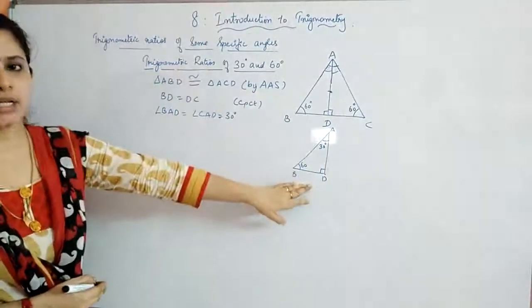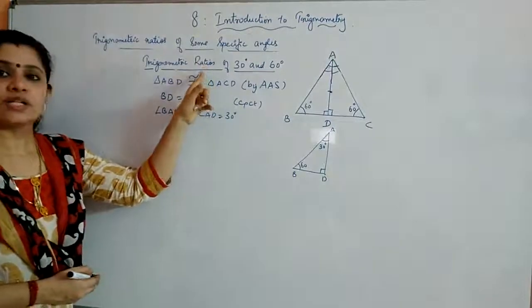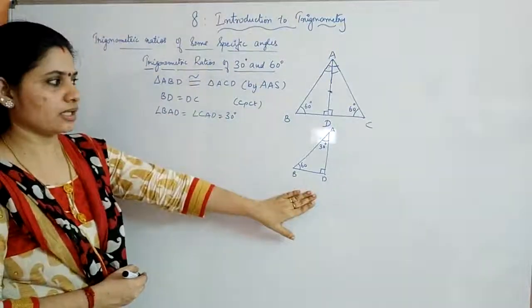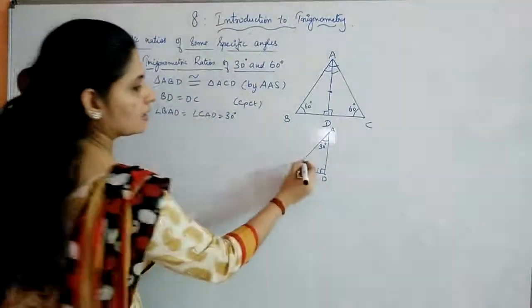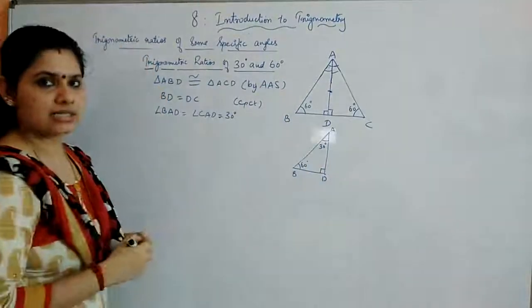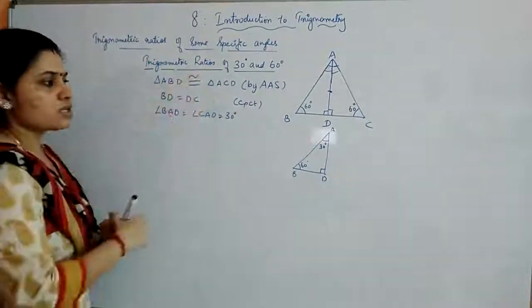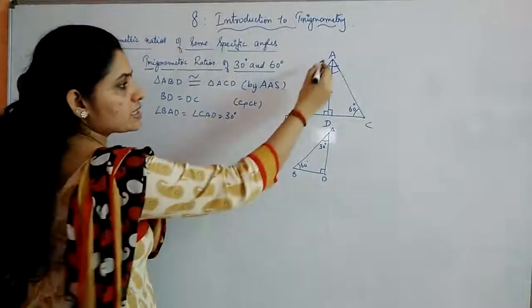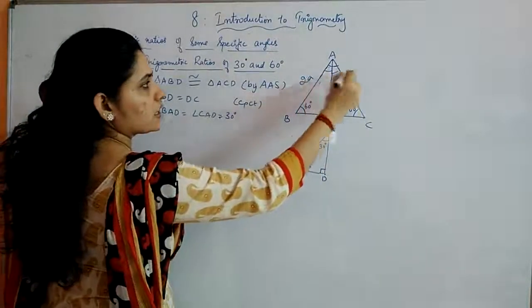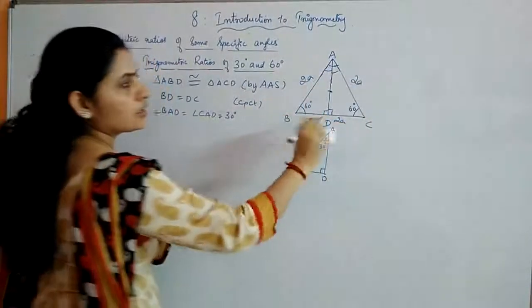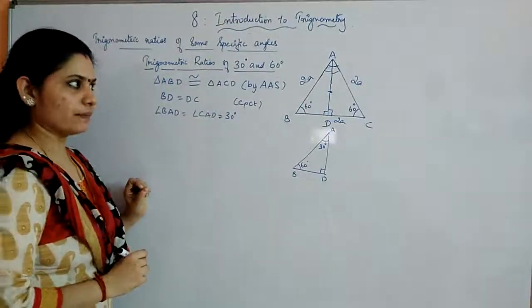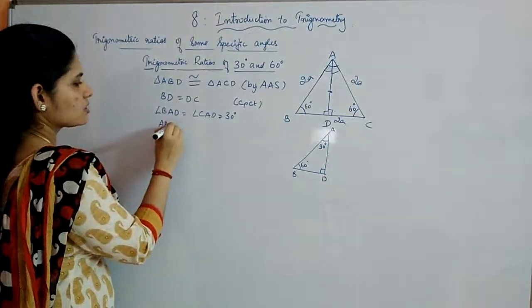That's why we have considered the right triangle, because trigonometric ratios are applicable to right triangles only. So, this is a right triangle and we have to know the sides in order to find out the trigonometric ratios. Since it is an equilateral triangle, we are taking each side to be equal and equal to 2a. So, we are taking AB is equal to 2a.